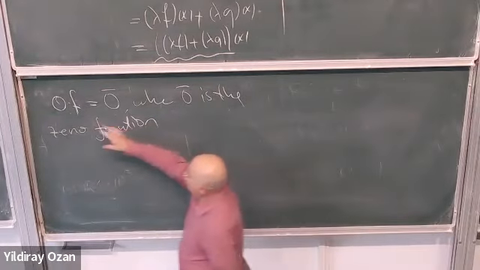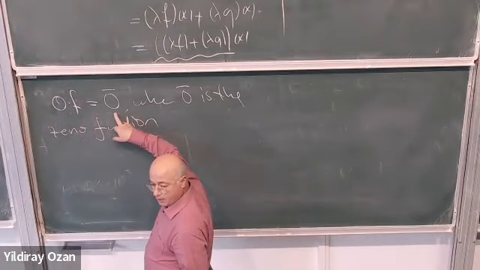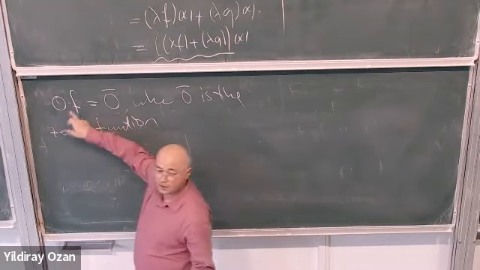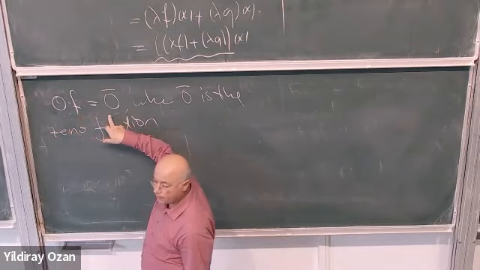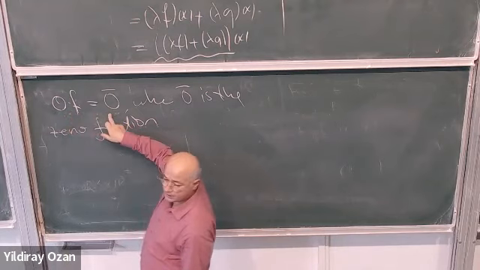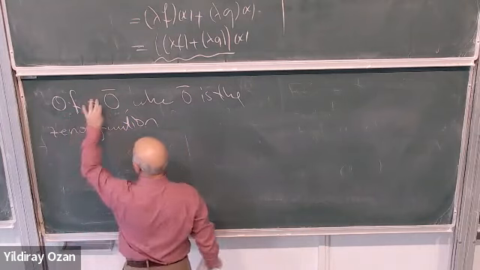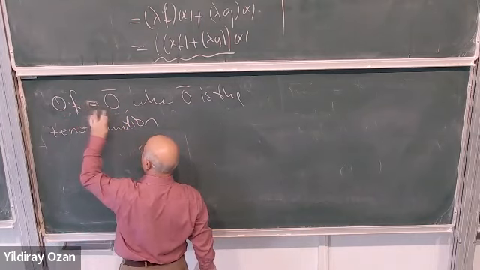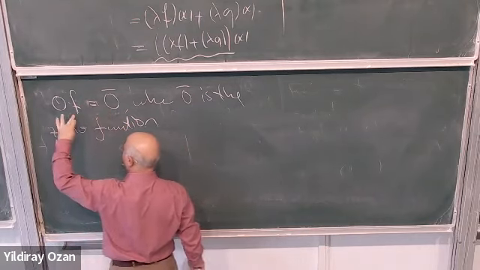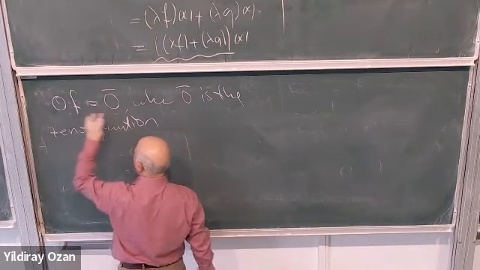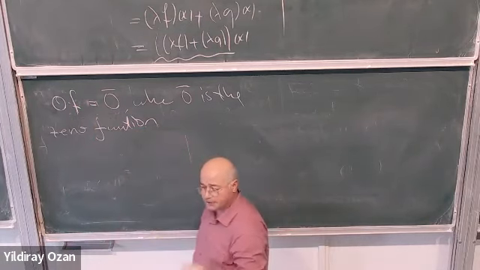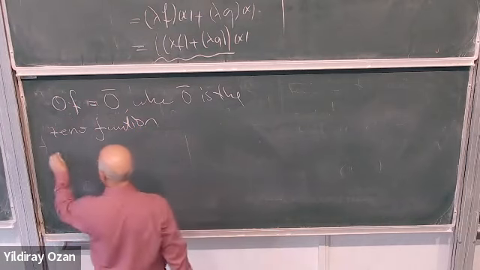Well, let's see whether this is true. 0 times a function is the 0 function. Okay, this 0 and this 0 are not the same. Let's see. How can I check two functions are equal? Well, I have to just compute both of them at x and see that the result is the same.